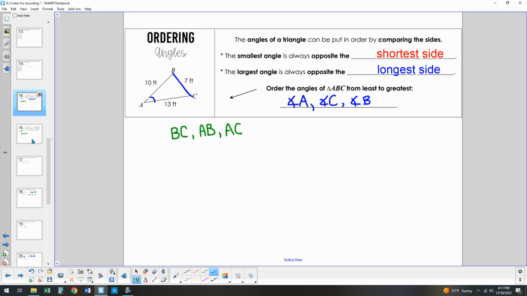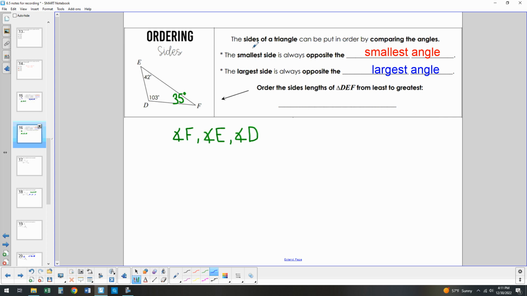And the same thing can happen to order the sides. I'm actually going to use the angles. So the smallest side is always opposite the smallest angle, and the largest side is always opposite the largest angle. Sometimes we'll know all three automatically, but other times they're only going to give us two because they assume we can find the third, because every triangle adds to 180. So if I did 42 plus 103 plus something equals 180, I actually get 35 from my last angle.